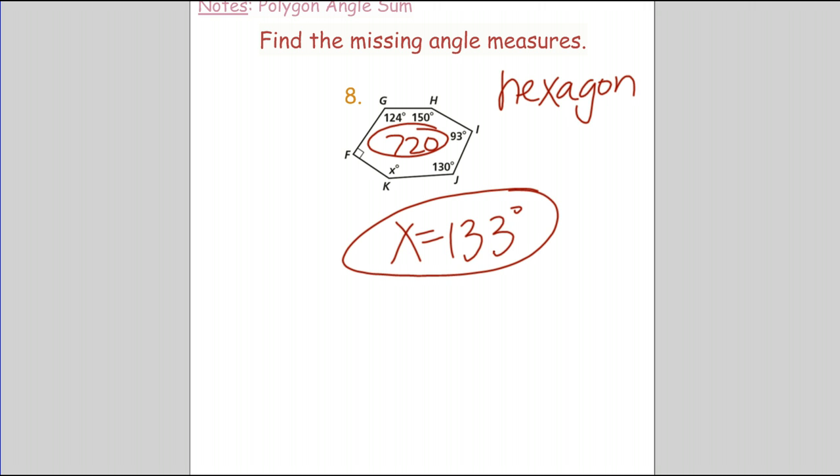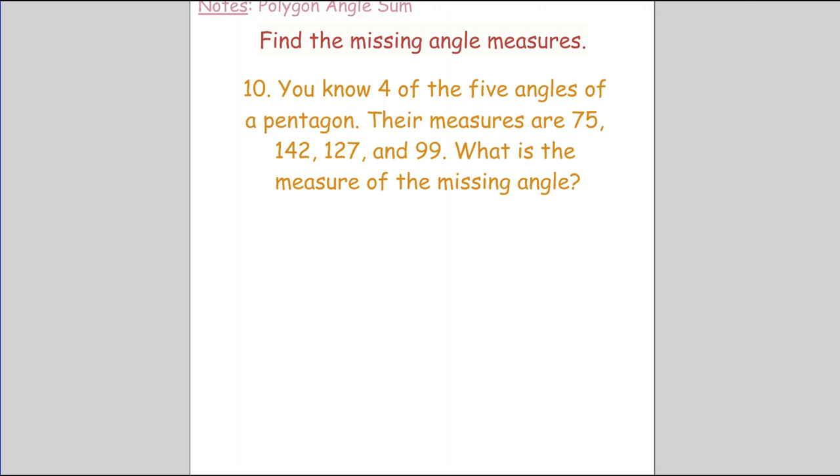Okay, let's skip number 9 and go straight to number 10, because we're running out of time. You know 4 of the 5 angles of a pentagon. What's the missing angle? Raise your hand when you have the answer, and I will give you today's worksheet when you have the answer.